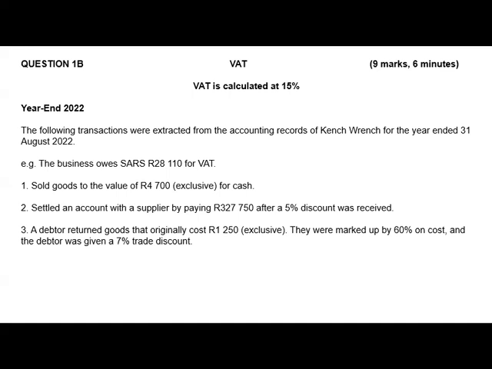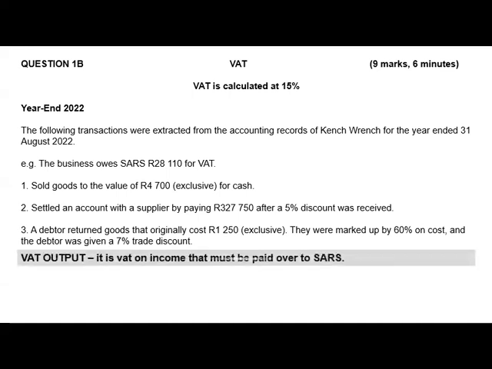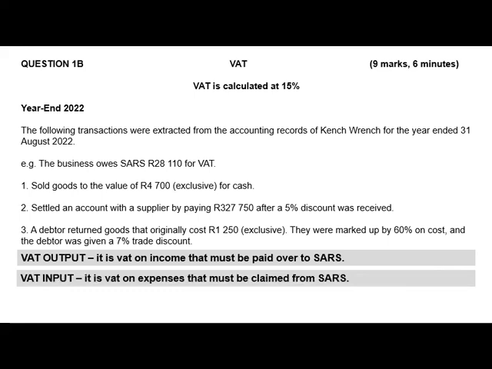So it's basically VAT where we are just a middleman. We are just collecting VAT money from customers and paying it over to SARS, and that's what VAT output is. So it's still owed to SARS. VAT output is a liability. On the other hand, VAT input is an asset. It results from VAT that we have already paid, that we are allowed to claim back from SARS. And it is normally on expenses or assets that we purchased.